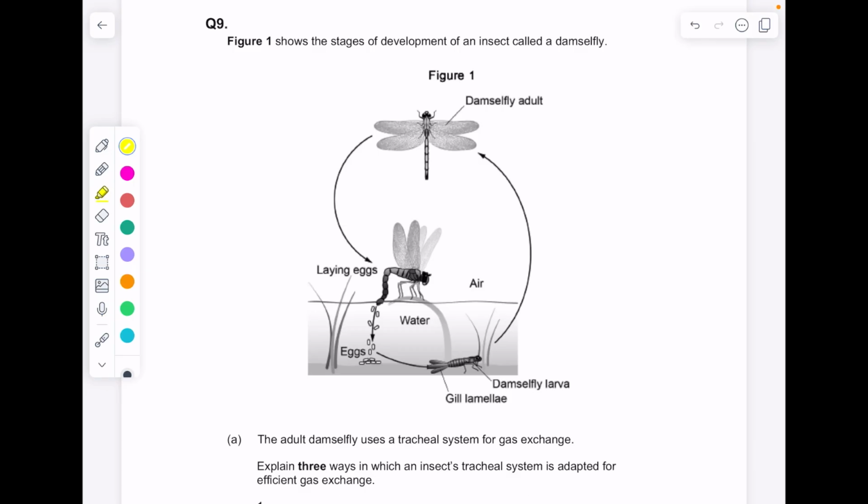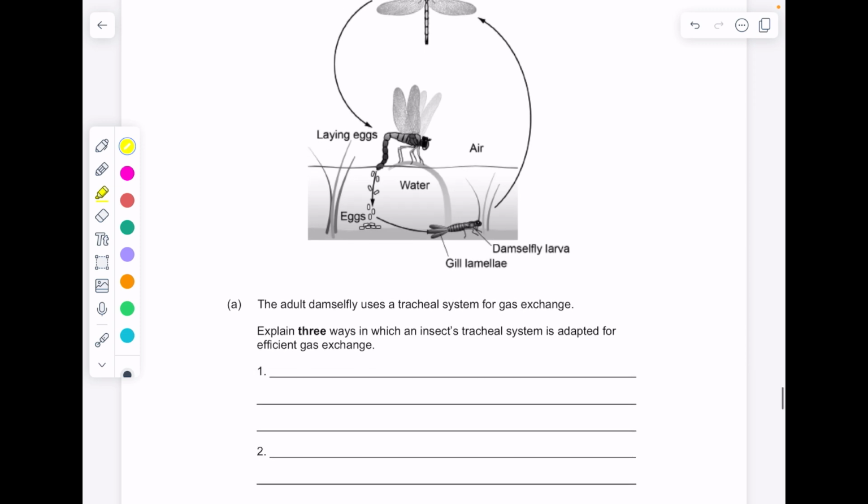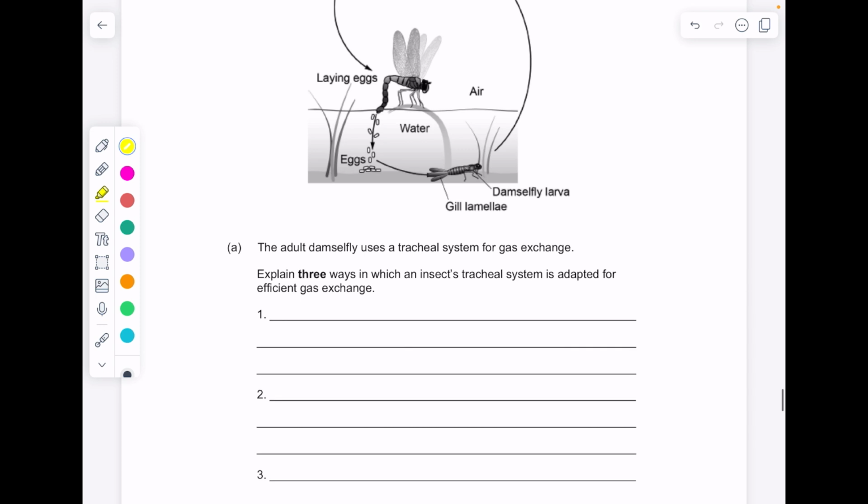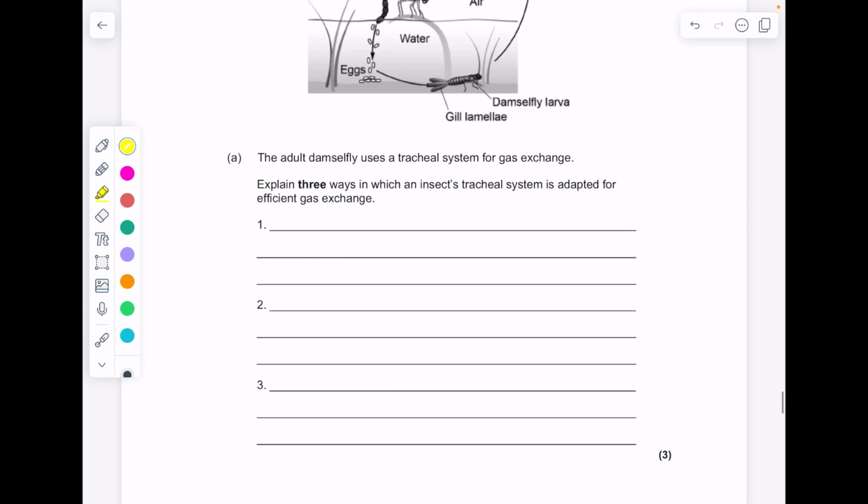Figure 1 shows the stages of development of an insect called a damselfly. The adult damselfly uses a tracheal system for gas exchange. Explain 3 ways in which the insect's tracheal system is adapted for efficient gas exchange.